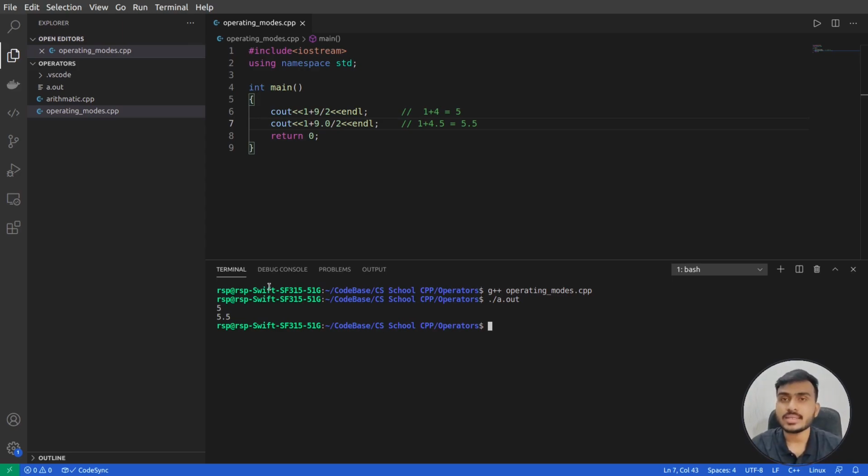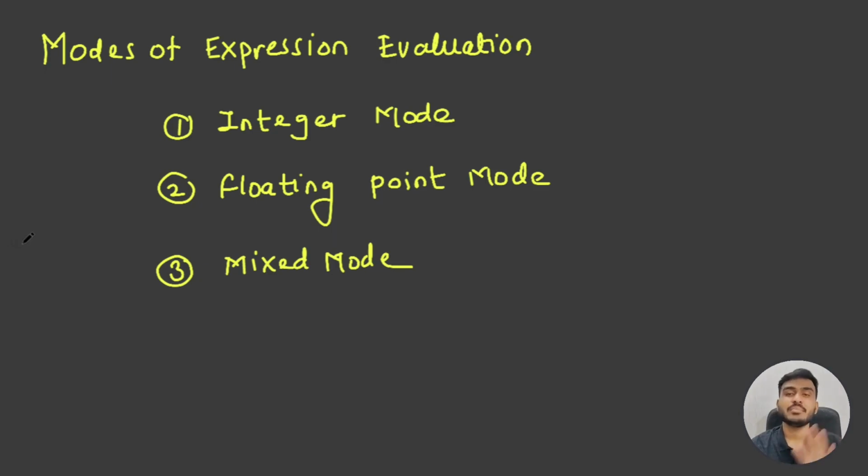So let's quickly understand what three different modes are present for arithmetic expression evaluation. For that, let me quickly jump onto the whiteboard. See, the modes are very easy.